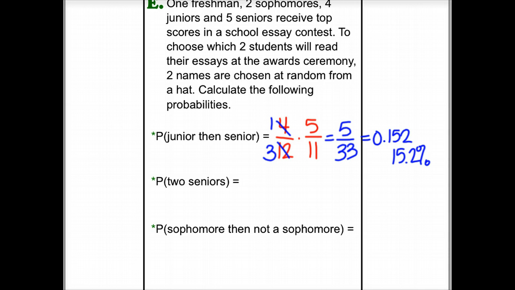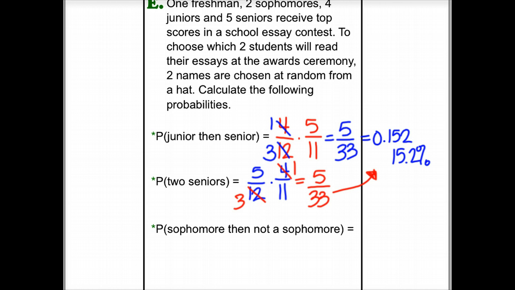2 seniors. We have 5 out of 12 seniors, and then we would be down to 11, 4 of which would be left of my seniors. 4 and 12 can both be divided by 4 to give us 1 and 3, which once again gives me a 5 and 33 chance. And I'm going to do this so I know that it's the same numbers.